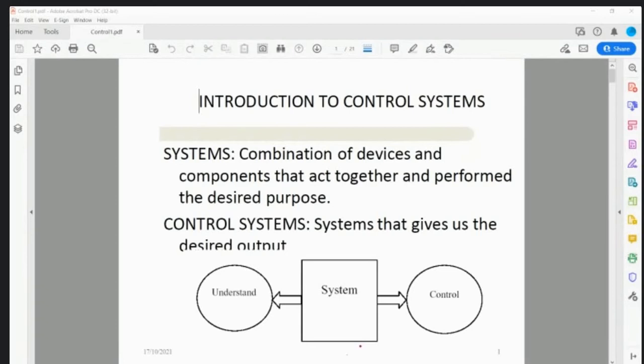toaster. Okay, so your toaster may not give your desired output. Then okay, you say you need to add a control system so that it will have the toaster provide an output as what you want. Okay, all right.